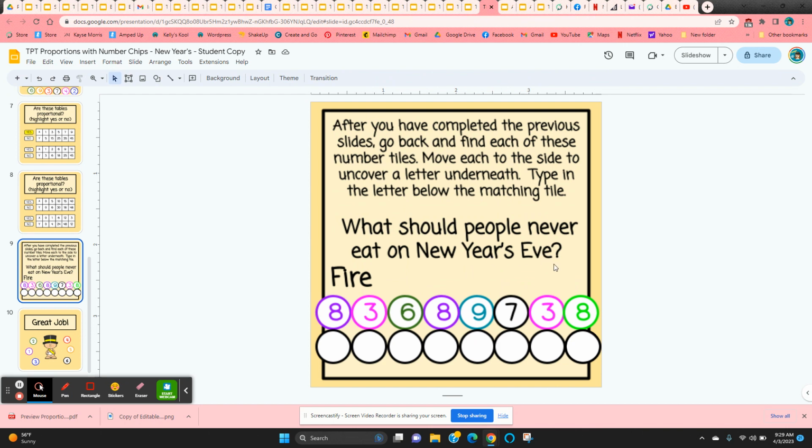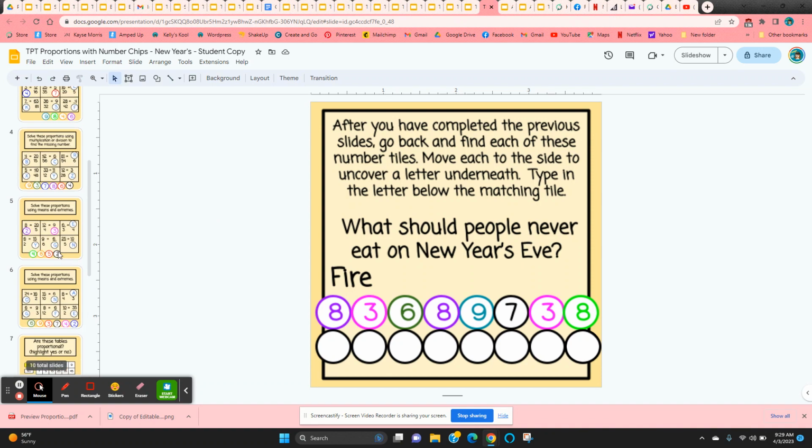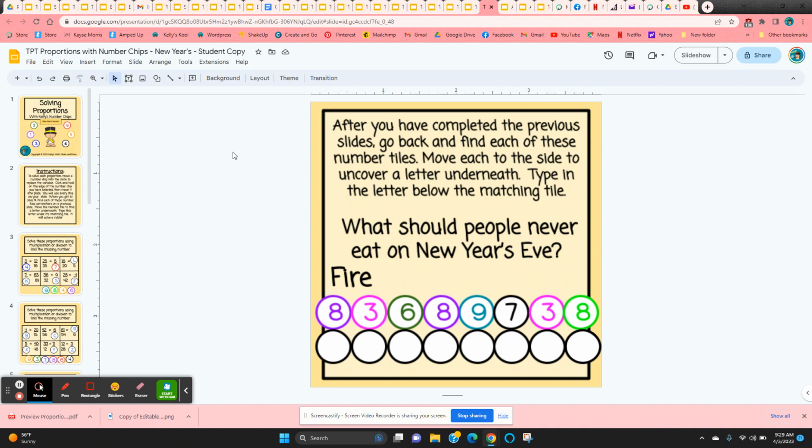Why should people never eat on New Year's Eve? What should people never eat on New Year's Eve? Okay, and that is Solving Proportions with Number Chips, the New Year's version.